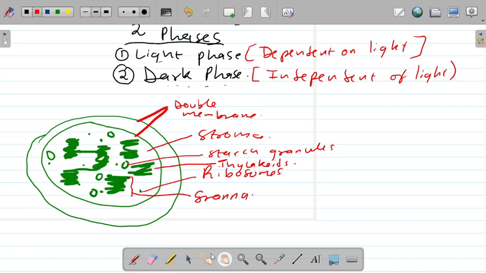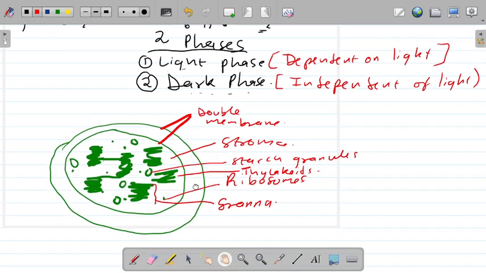They don't stop. Mostly at night is when they perform the dark phase reactions. They continue as long as they have products of the light phase. They can keep working.